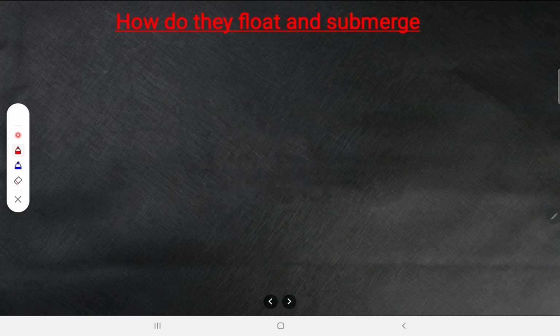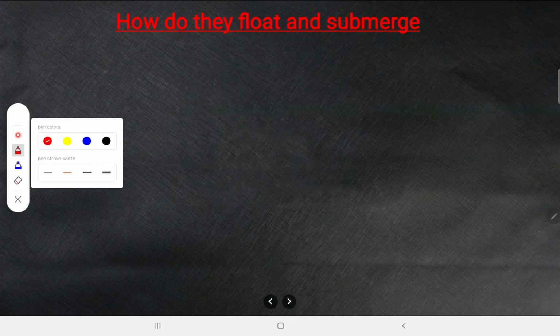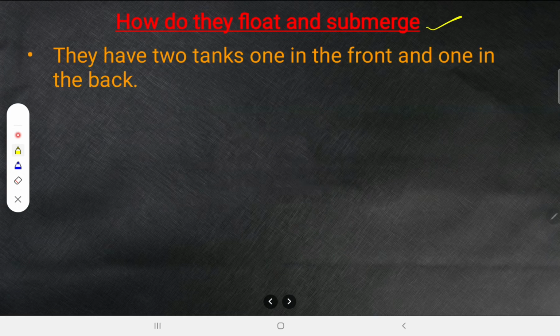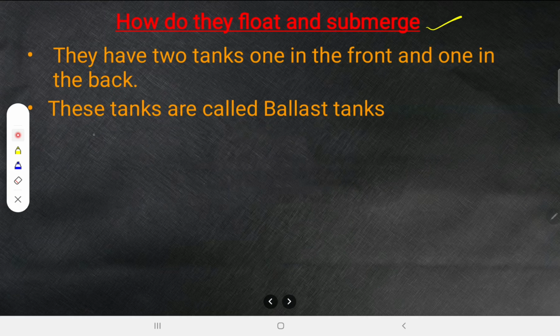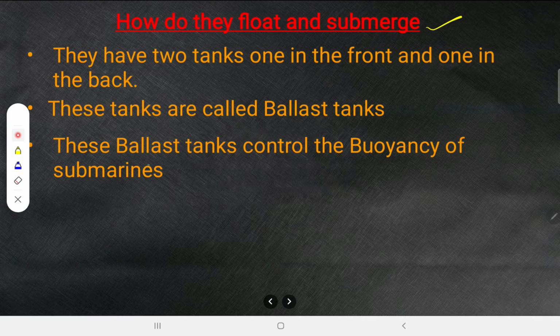Fine then, let us write all of that. Whatever we have discussed till now: how do they float and submerge? The first point is they have two tanks, one in the front and one in the back. These tanks are called ballast tanks. These ballast tanks control the buoyancy of the submarines. Buoyancy means when they will be floating and when they will be submerging. All that will be controlled from these ballast tanks.